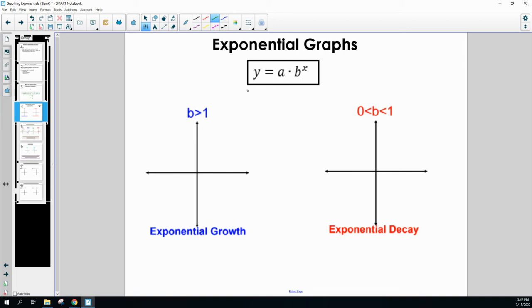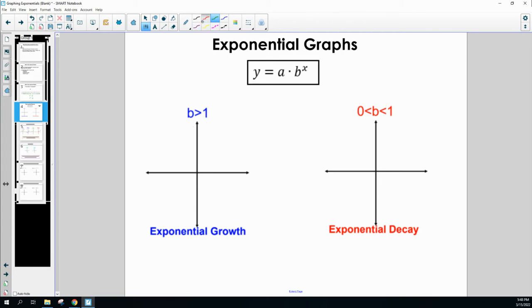And that b can have two different scenarios. That b could be greater than 1, or it can be a number between 0 and 1. Those are the only options of what b can be. B can never be negative. The only way to make b negative is if a was negative, then the b is still positive, but it's multiplied to a negative number, so that can happen. But the b itself will always be a number greater than 0. If it's between 0 and 1 as a fraction, that is called an exponential decay. If b is greater than 1, it is called an exponential growth.